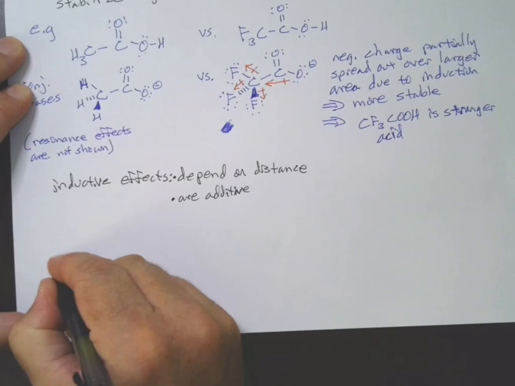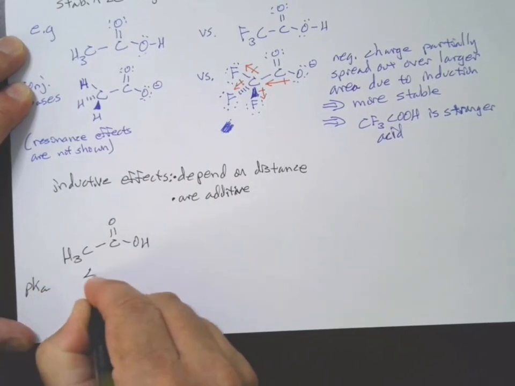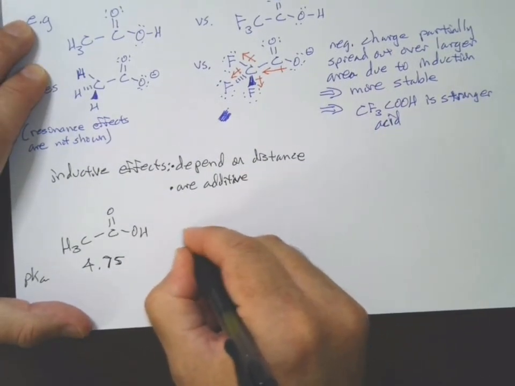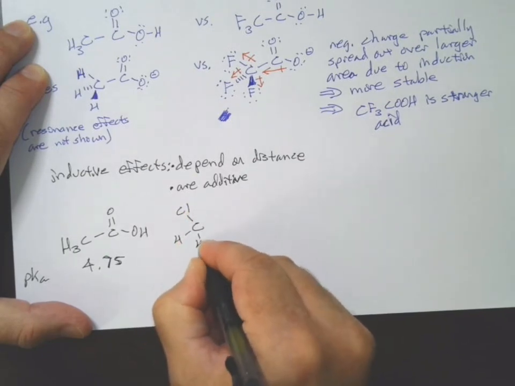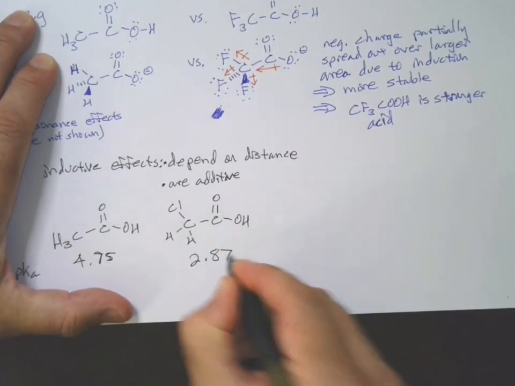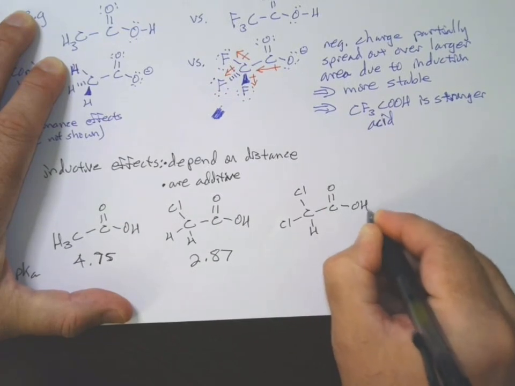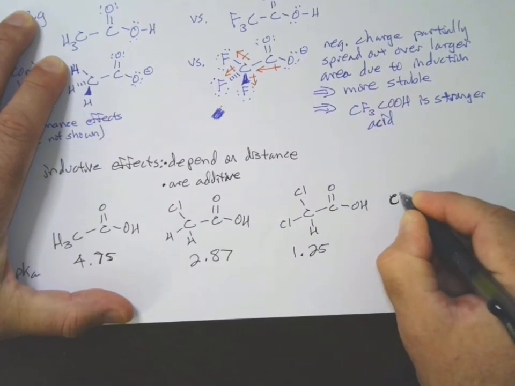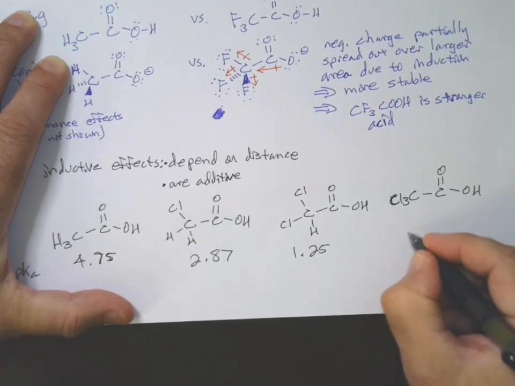if I've got H3CCOOH, my pKa is 4.75. If I have one chlorine, so carbon with one chlorine, HHCOOH, my pKa here is 2.87. If I have two chlorines, my pKa is 1.25, and you don't need to know these. And if I have Cl3C, COOH, my pKa here is 0.70.